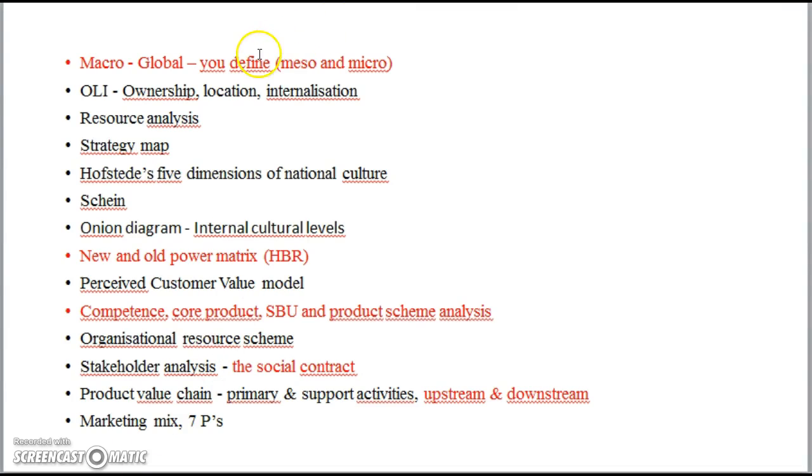This is important. Have a look at whichever macro, meso, or micro level. It's up to you to define it. So try and think what is relevant in the case at hand.